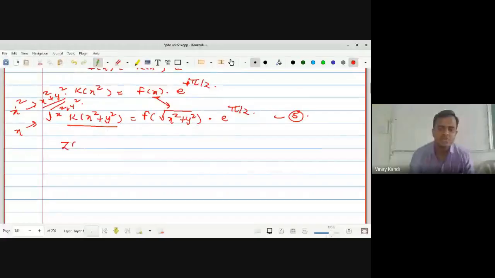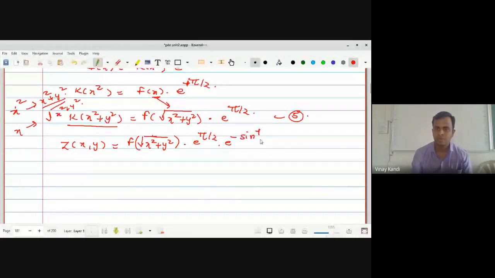Now this is the solution for z of x, y: z is equal to f of square root of x square plus y square into e raised to pi by 2 into e raised to minus sine inverse of x upon c, where c is the square root of x square plus y square. So this is the required solution which satisfies the initial condition.